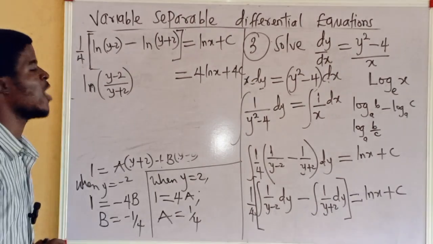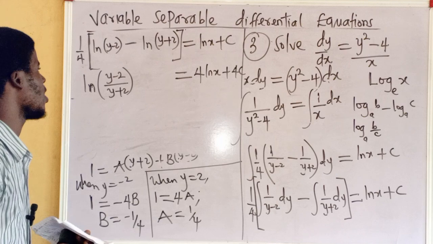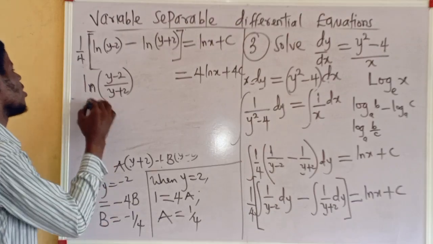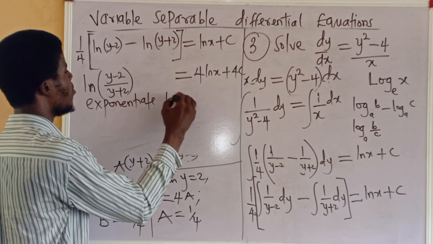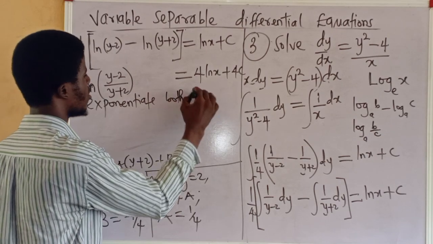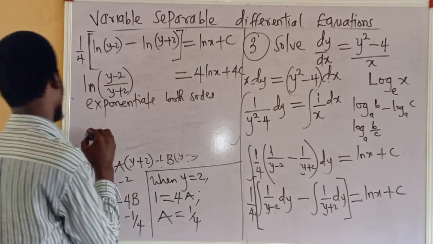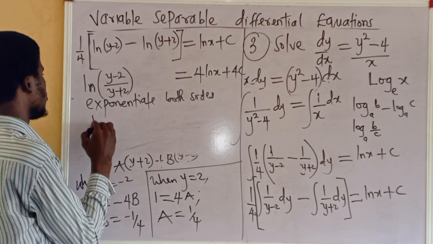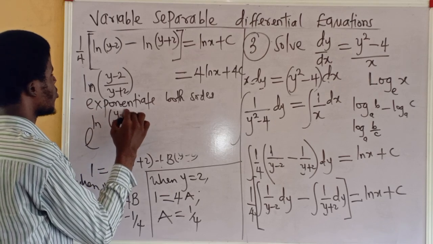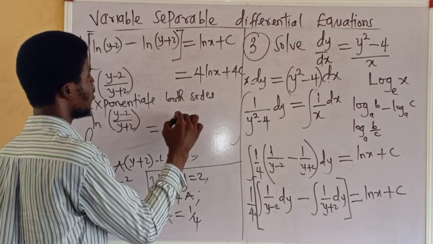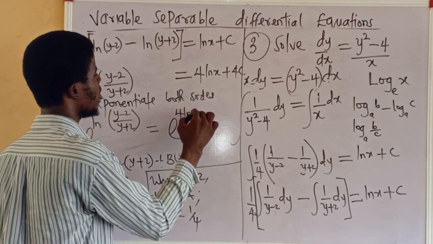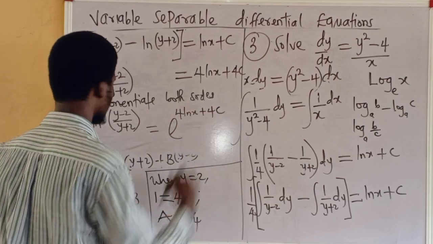To remove the ln, I will exponentiate both sides. This is it. Exponentiate both sides. That is e to the power of ln of (y − 2) all over (y + 2) is equal to e to the power of 4 ln x plus 4c.